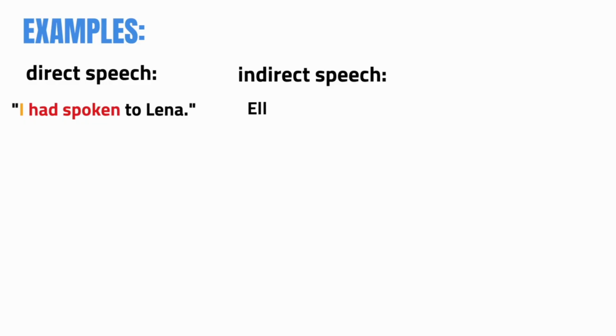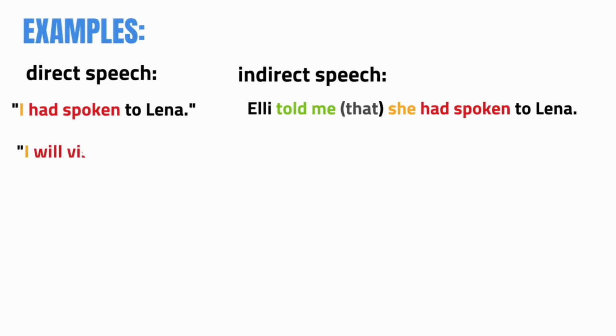But there are more examples. Maybe it's a little bit hard for you at the beginning, but it gets clearer the more you practice and transform sentences from direct speech into indirect reported speech. I had spoken to Lena. Ellie told me and said and mentioned that she had spoken to Lena. I turns into she, had spoken, past perfect, stays the same, had spoken to Lena.